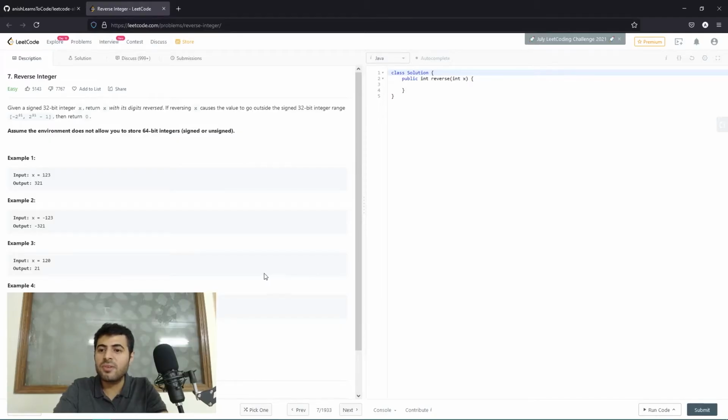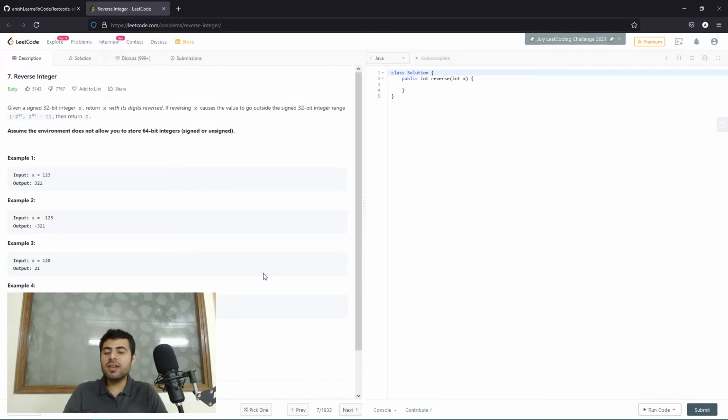Let's get started. So here we are with the problem, reverse integer. Given a signed 32-bit integer x, return x with its digits reversed. So if reversing x causes the value to go outside the 32-bit signed range, then return 0. Okay, assume the environment does not allow you to store 64-bit integers, signed or unsigned.